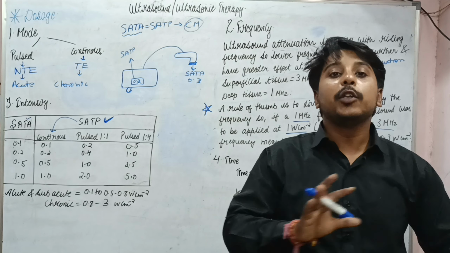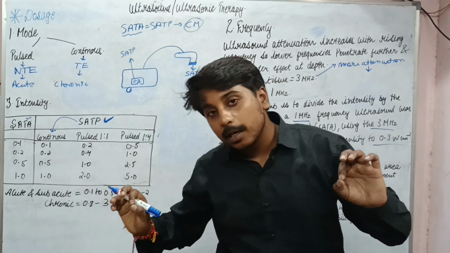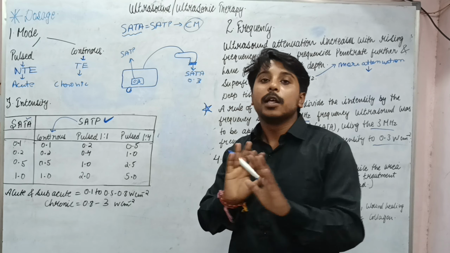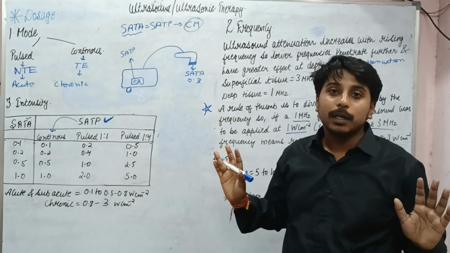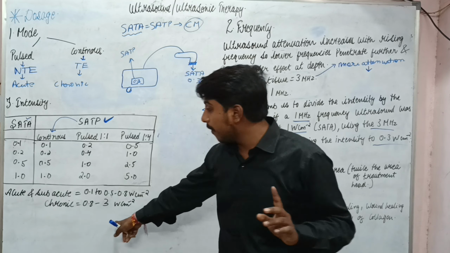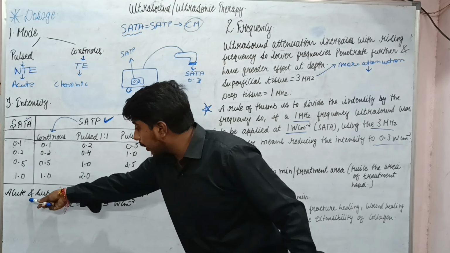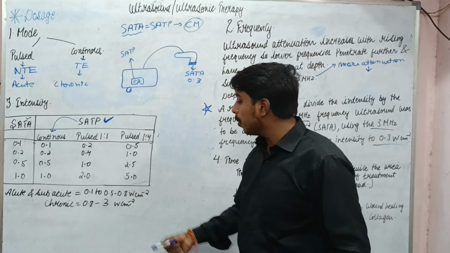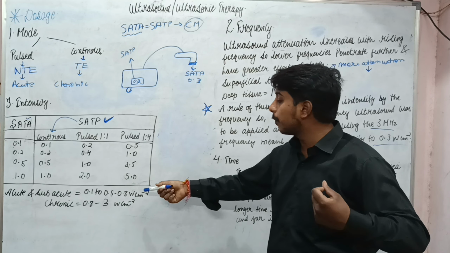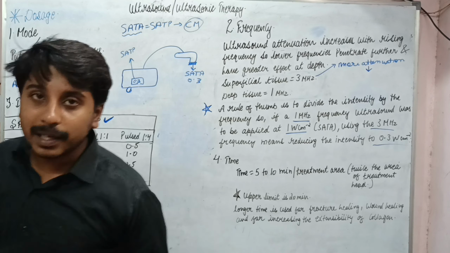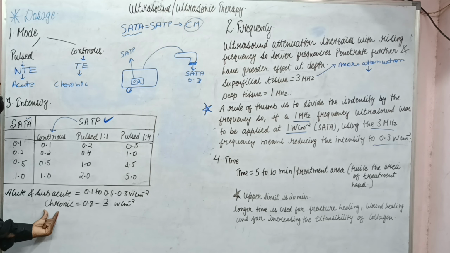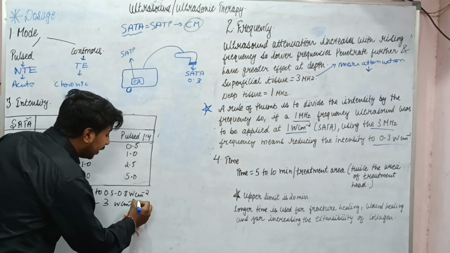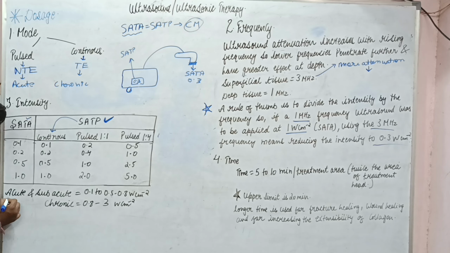In continuous mode, you need not worry. Just give the intensity of treatment. There is not any kind of hard and fast rule. So I have written here, in acute and subacute condition, we use intensity 0.1 to 0.5, or in some books it is up to 0.8 watt per centimeter square. For chronic it is 0.8 to 3 watt per centimeter square, and these both are the values of SATA.